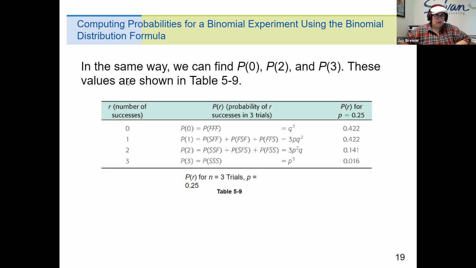Here we have another table. It basically shows that same kind of breakdown. These should add up to 1. I believe they will. 0.422 plus 0.422 plus 0.1 plus 0.016. Yes, so 1.001, which if you round is just 1. Why do you think the first and second are equal to each other?